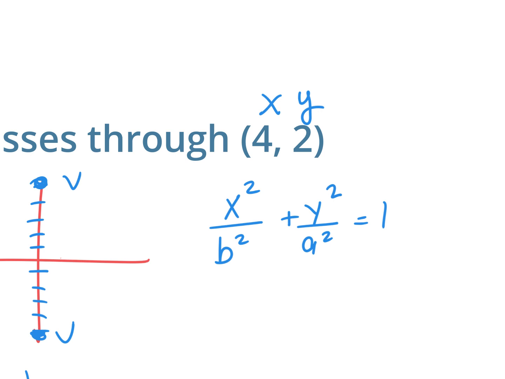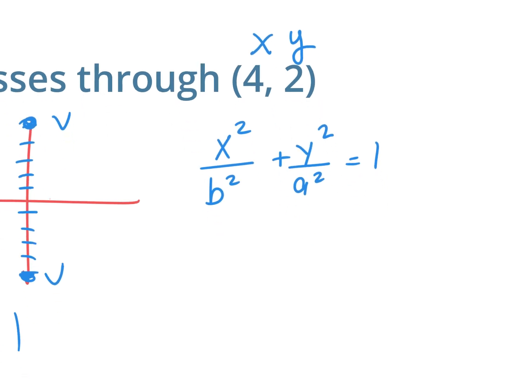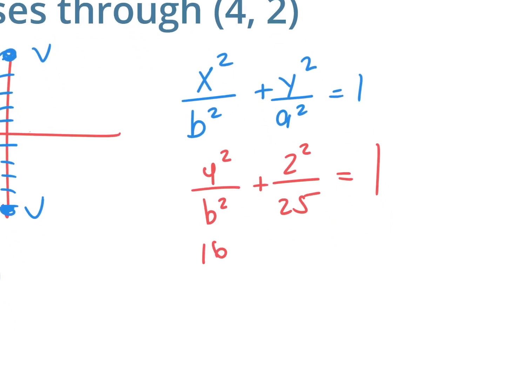We're problem solving here. So now we're going to go back to algebra, and we're going to say, okay, well, instead of x, I'm going to put 4 squared over b squared plus, instead of y, I'm putting what? 2 squared over what? 25 equals 1. Everybody with me? Okay. So let's just simplify. 16 over b squared. My b's always turn into looking like 6s. I'm trying not to. Plus 4 over 25 equals 1.